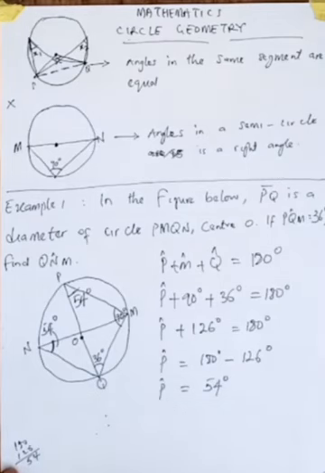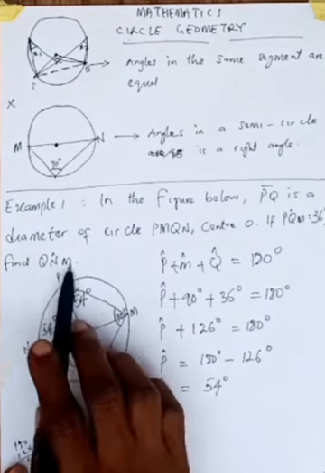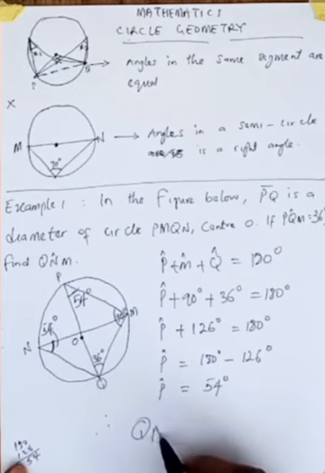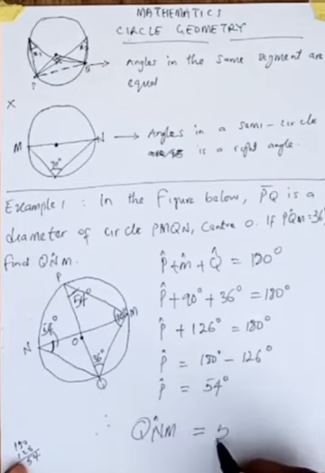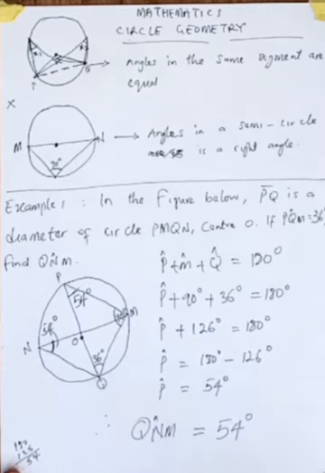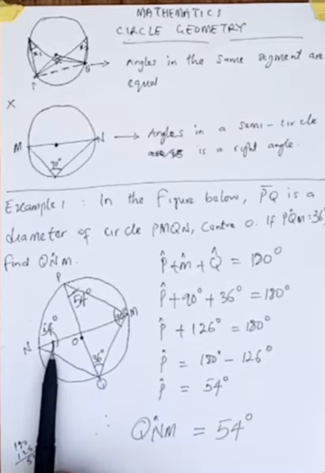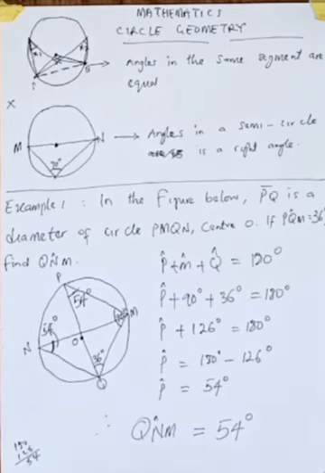We can now conclude our answer by saying that what we are asked to find here, QNM, is equal to what? 54 degrees. That is, this angle N here is on the same segment as this angle P. Now that is one of the questions which we are going to solve in today's class. Now the next question.